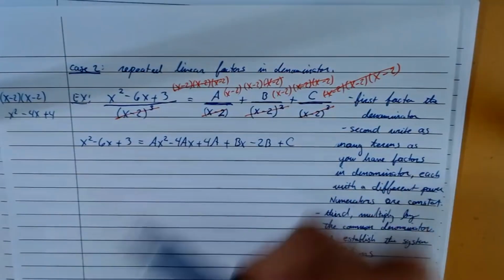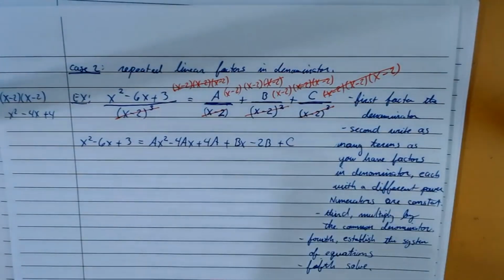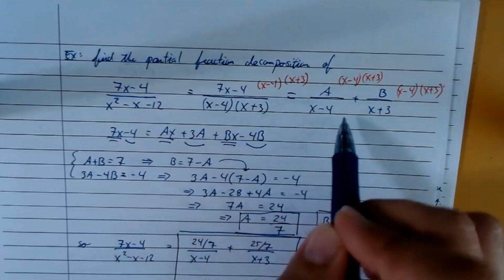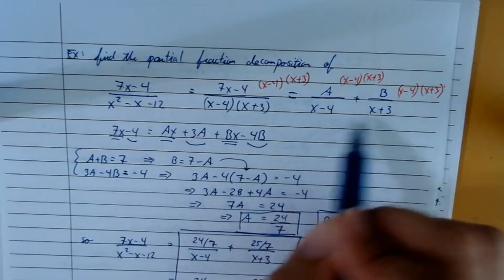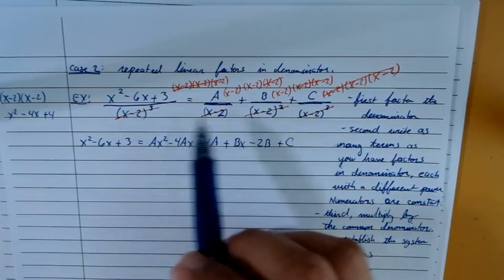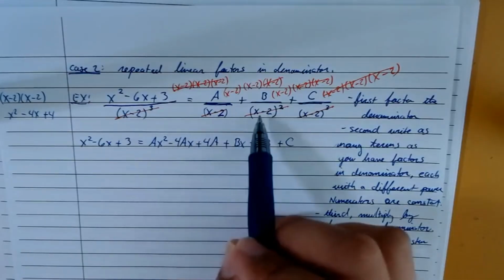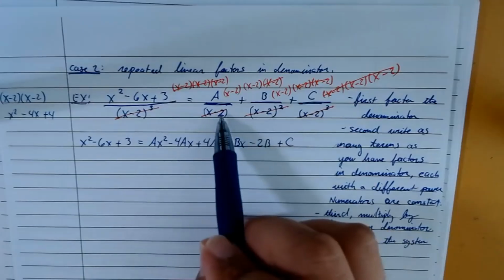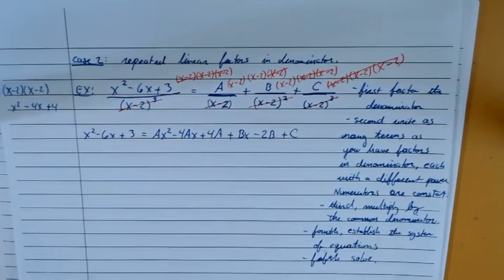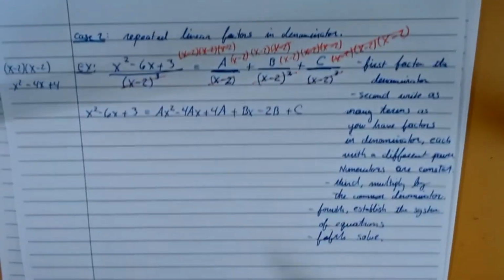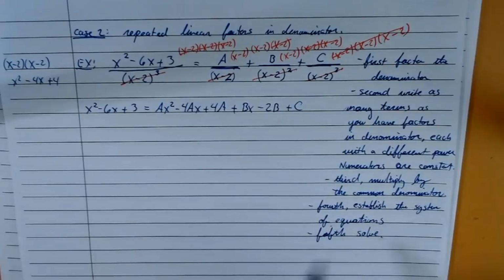Before, when you had a distinct linear factor, each one of your denominators had its own chance to be the denominator, and there were never any powers. So when they repeat, well then you're going to have to repeat the factors in the denominator one at a time. 1 and then 2 and then 3. Otherwise, everything looks about the same. We're going to now set up a system of equations and then solve.